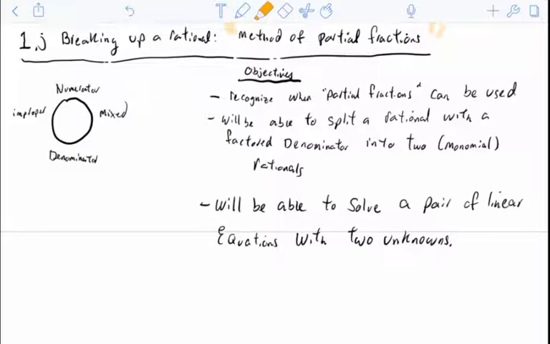After it, you'll be able to split a rational with a factored denominator into two monomial rationals. Like I mentioned before, we're going to focus on a fairly easy version of this, but it gets the point across and it's pretty fun. So you'll be able to split one rational whose denominator is factored into two pieces. And the last bit, you'll be able to solve a pair of linear equations with two unknowns. This should be a review from some high school, but it's probably been a little while, so we'll review how to do that. Okay, let's begin.